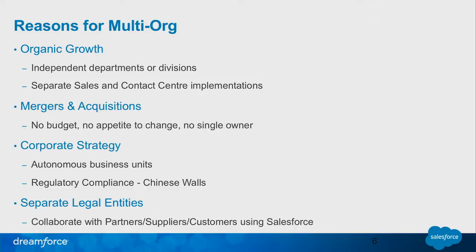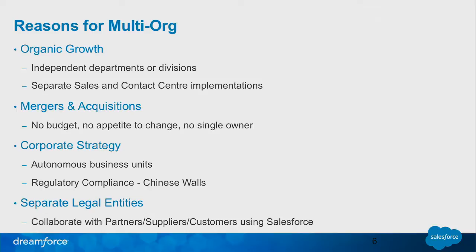Obviously, mergers and acquisitions: when two companies come together, either through an acquisition or a merger, there's often no budget, no appetite to change, and no single owner. Whose org is it? When we have two orgs, which org wins? So you often find that both orgs still survive that merger. And then we have corporate strategies.